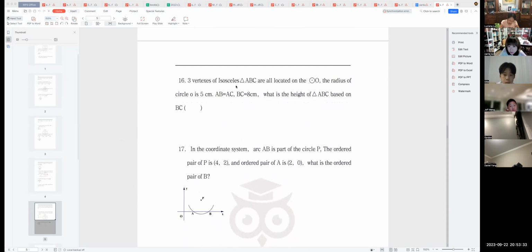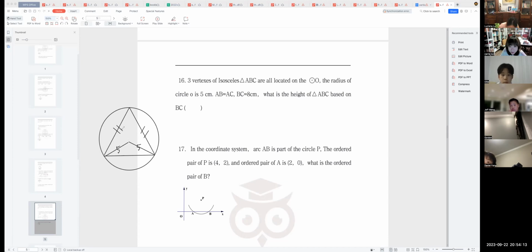3 vertices of isosceles triangle ABC are all located on the circle O. Okay, so what does that mean? That means we have ABC and the vertices, 就说它们的顶点全都在这个三角形，都在这个圆上。Okay, what is an isosceles triangle? That means 这2条边是一样，对不对？等腰三角形。The radius of the circle O is 5. So I have this one is 5 centimeter and 5 centimeter, okay?